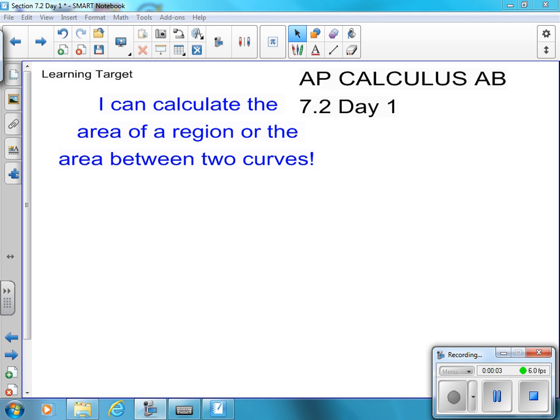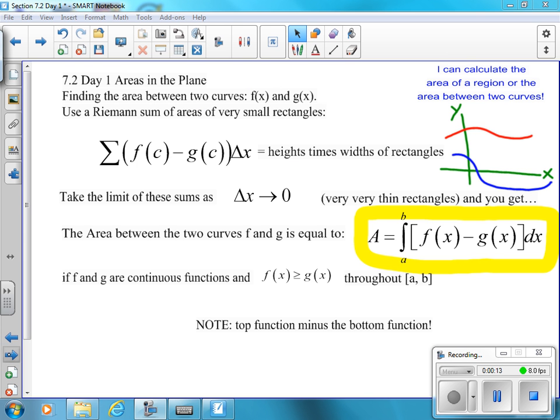Welcome to video section 7.2, day 1. This is calculating the area between two curves, and this can be a region anywhere on the XY axis.